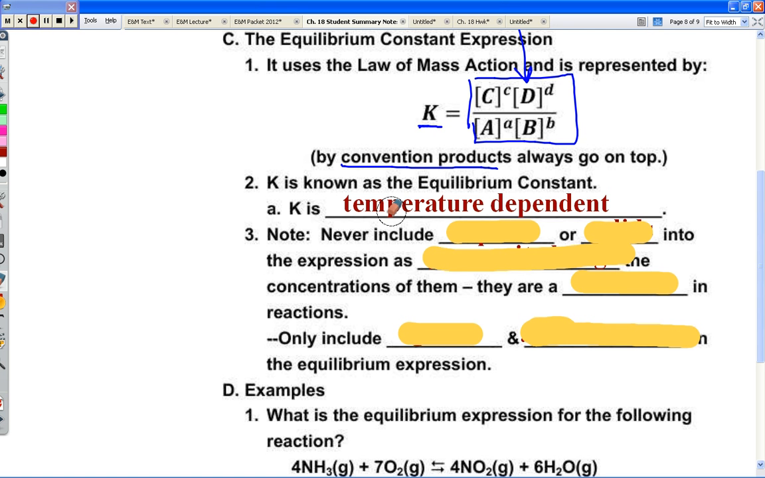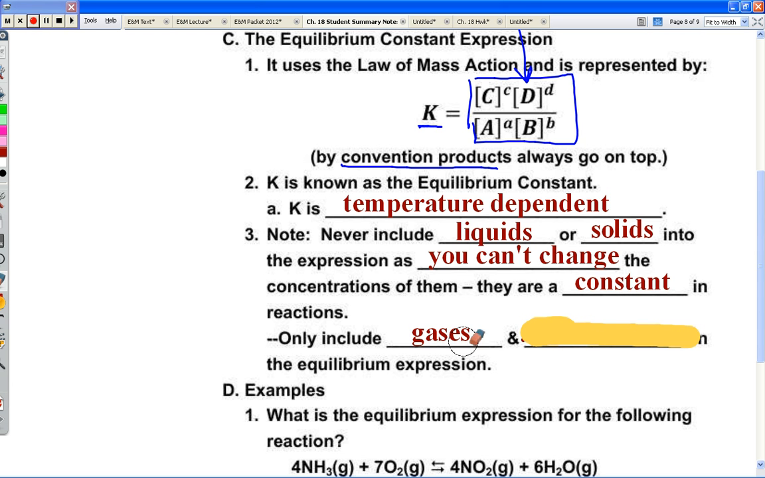Now, we never include liquids or solids in the expression, as you can't change the concentrations of them. They are a constant in the reaction. So if you just put some sort of solid into your solution, like a lump of a rock or something, its concentration is constant, so it can't really change. What can change are things that are dissolved in solutions. So we only include gases and aqueous solutions in the equilibrium expression.